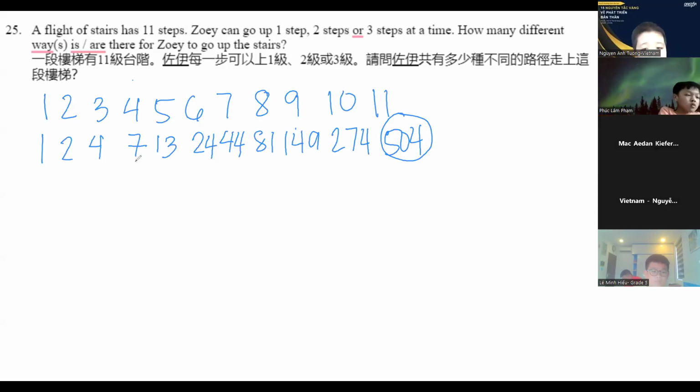So all we have to do, again, let's go over it very quickly. To get the answer for the fourth step, we just have to add 1, 2, and 4 to get 7. To get 13, 2 plus 4 plus 7. So we just have to add the 3 preceding steps before the step we are trying to solve for. Okay?